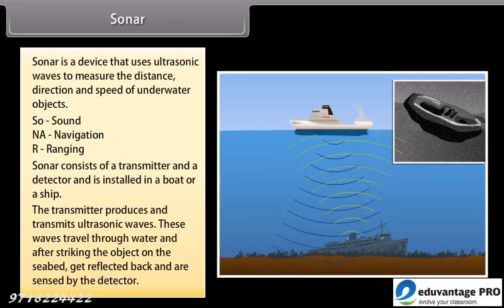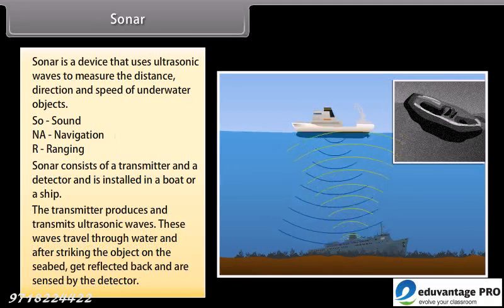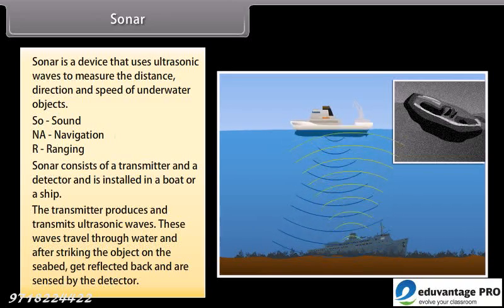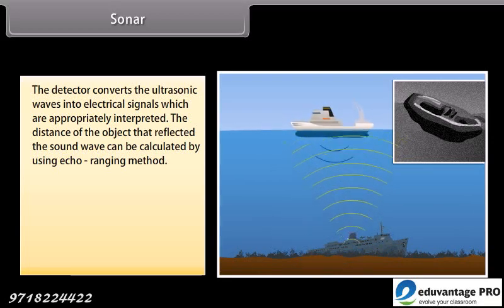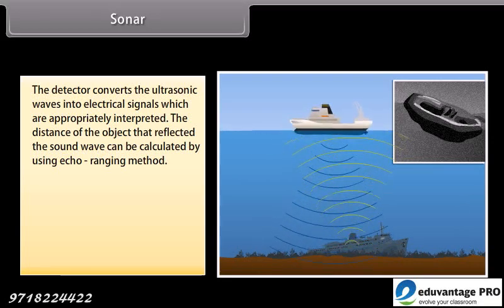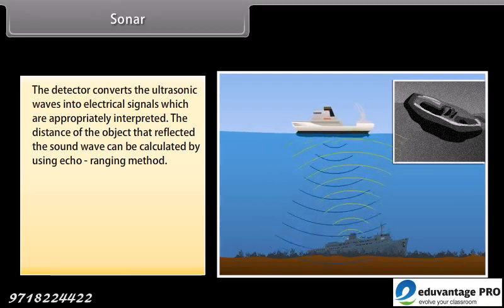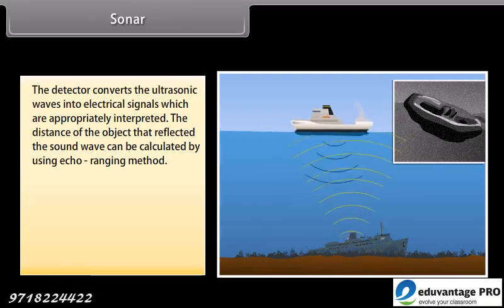These waves travel through water and after striking the object on the seabed get reflected back and are sensed by the detector. The detector converts the ultrasonic waves into electrical signals which are appropriately interpreted. The distance of the object that reflected the sound wave can be calculated by using the echo ranging method.